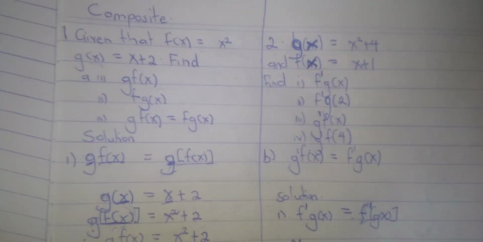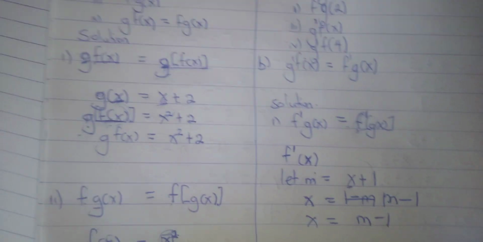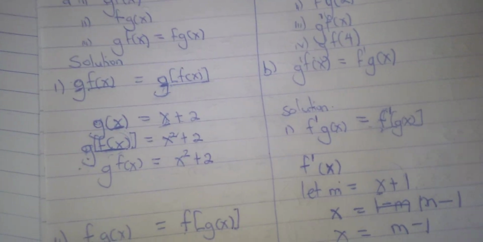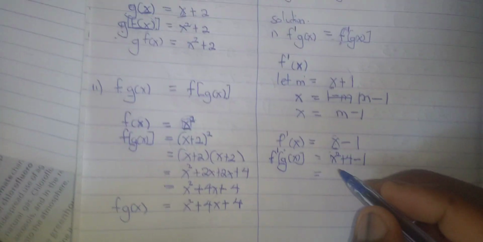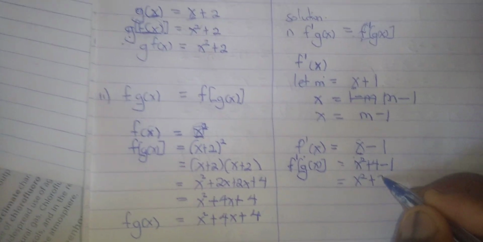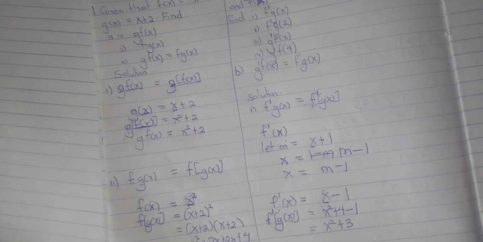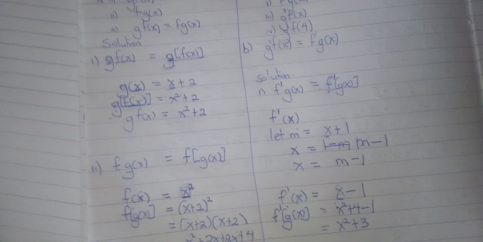What is our g of x? It is x squared plus 4. Don't forget the 1 minus the 1. This will give us x squared plus 3. So we have finally gotten our f inverse g of x.